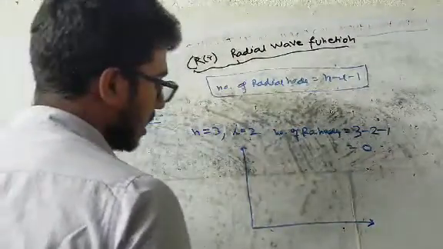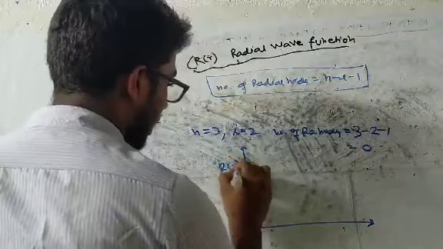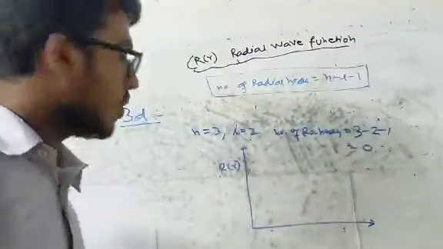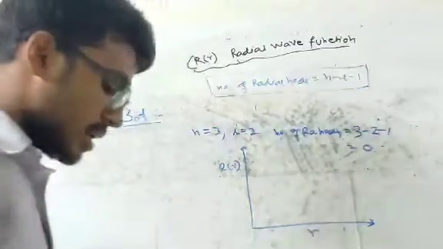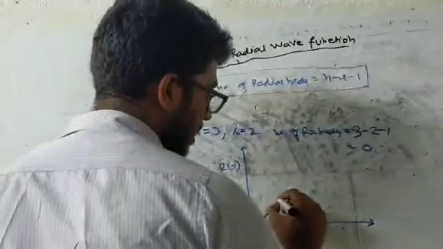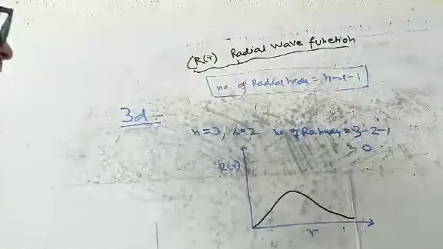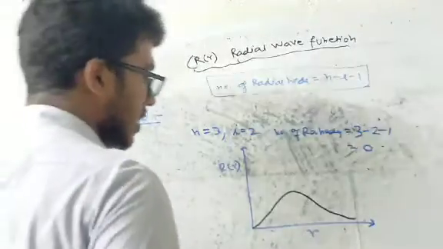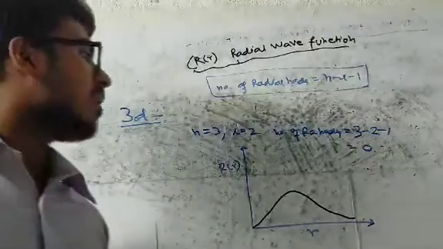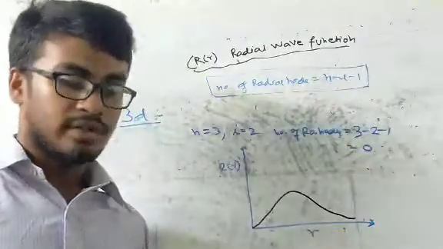So what should my graph be? R of r, and except for the s orbital, all the graphs should start from the origin. So this is R of r. My graph will start from the origin, it will increase and again decrease, but will never touch the r axis. So there is no radial node, and this is called the 3D orbital.